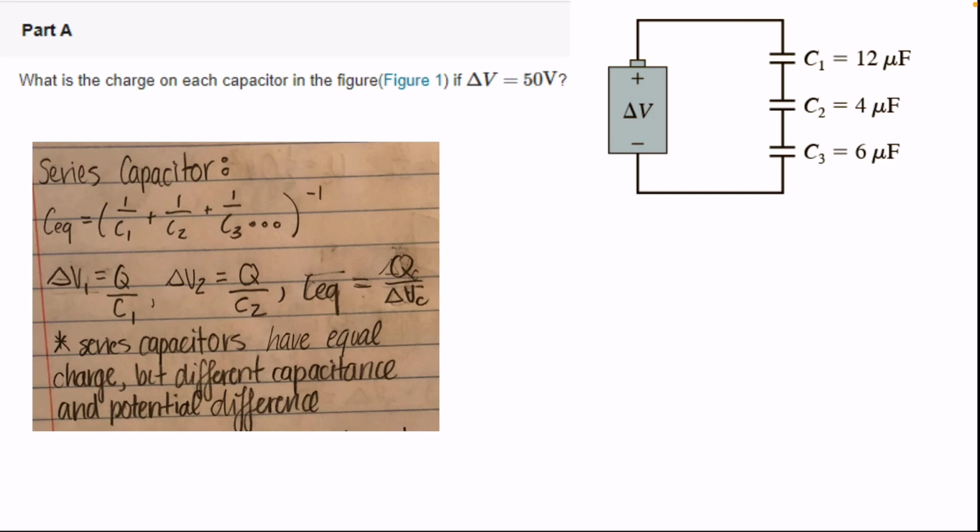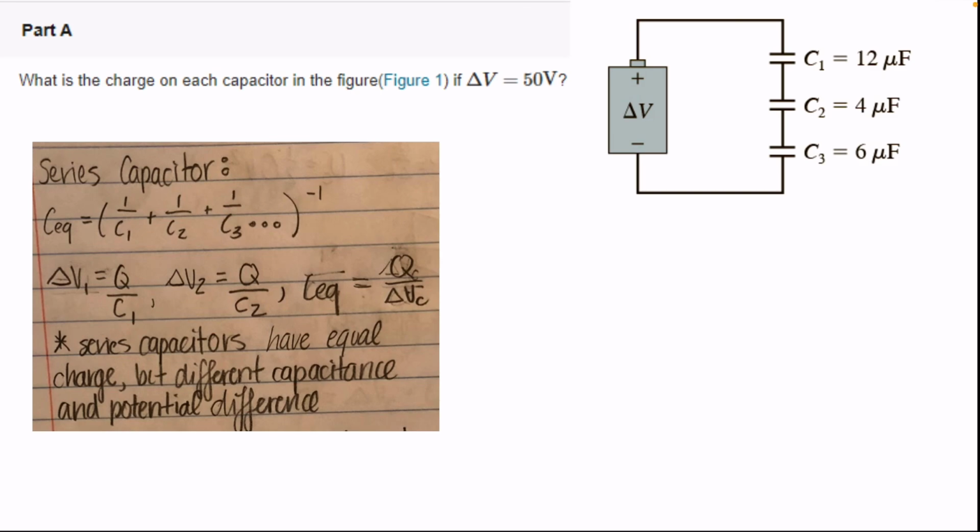So series capacitors are characterized by having consistent charge for each capacitor, but different potential differences and different capacitance. So in terms of solving for various things with this series capacitor, we're going to have to keep that in mind, and the equations are catered to that fact.